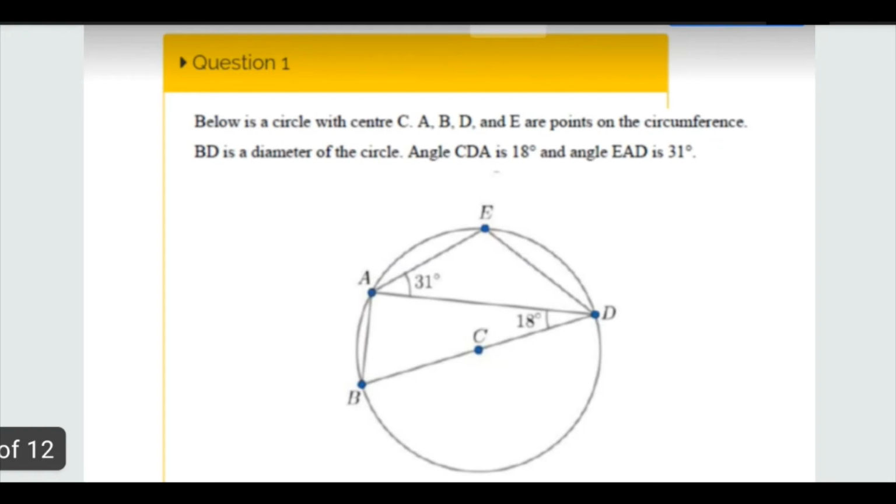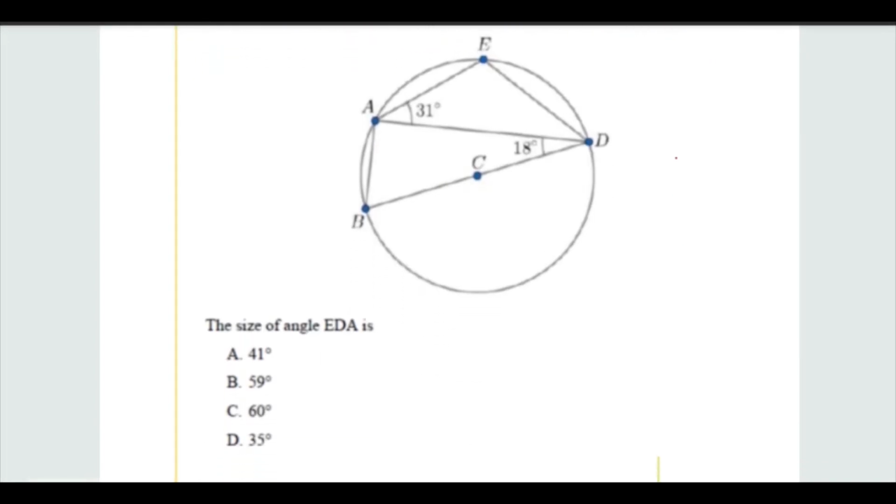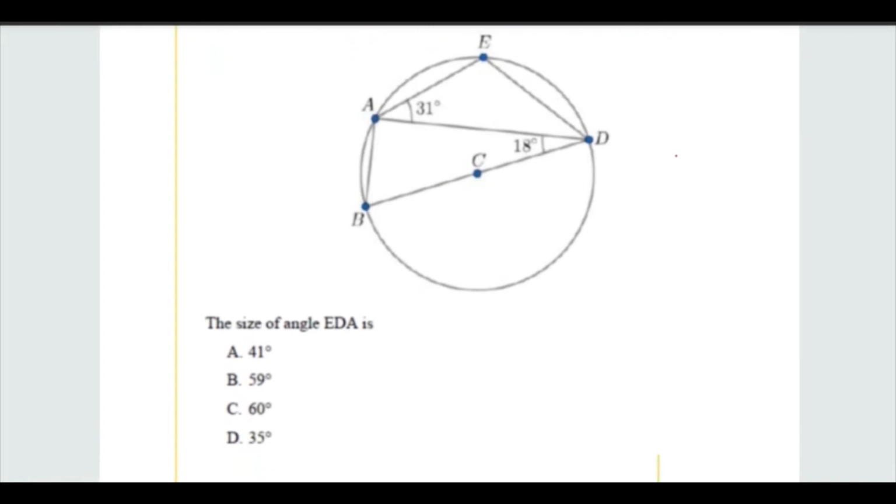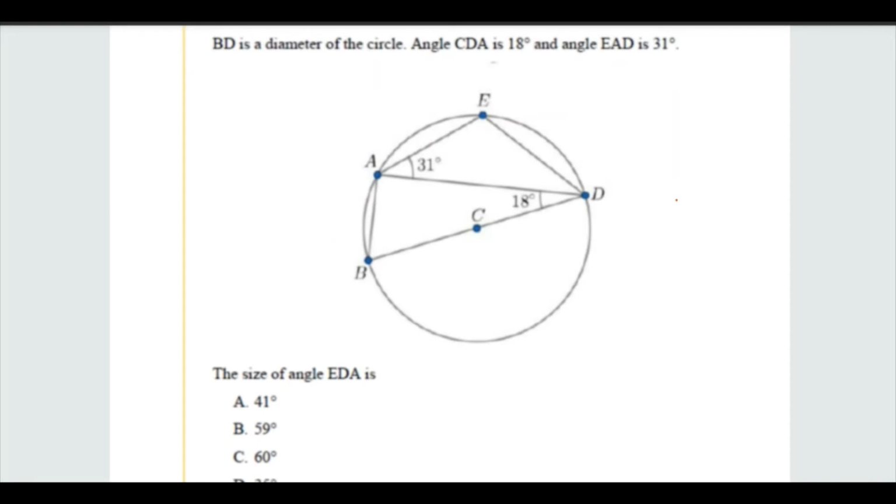So we're moving on, and this one says: below is a circle with center C. A, B, D, and E are points on the circumference. BD is the diameter of the circle. Angle CDA is 18, and angle EAD is 31. Let me see what they want us to find: the size of angle EDA.